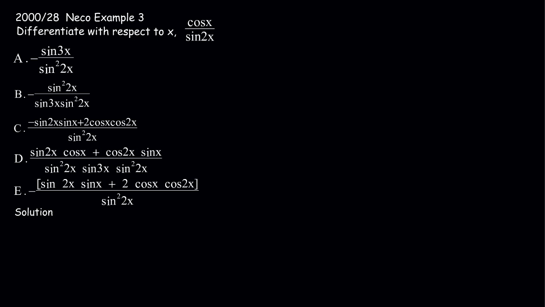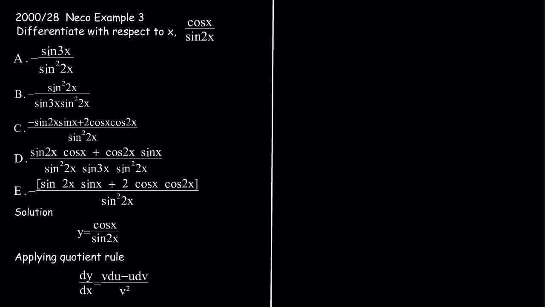We have another example from LECO 2000 that states that differentiate with respect to s cos s divided by sin 2s, and we are given the options. Firstly, we are going to write down our equation y is equals to cos s divided by sin 2s, and since the functions are dividing themselves, we are going to be using quotient rule. Now applying quotient rule, which states that dy over dx equals to v du minus u dv divided by v square, we are going to be making our numerator to be equals to u, that is u will be equals to cos s, and our denominator to be equals to v, that is v will be equals to sin 2s.